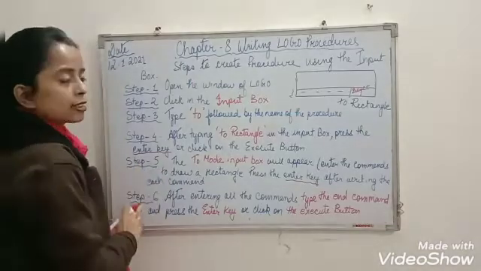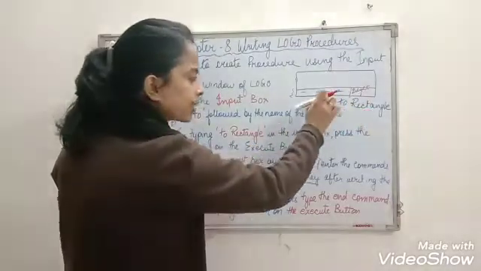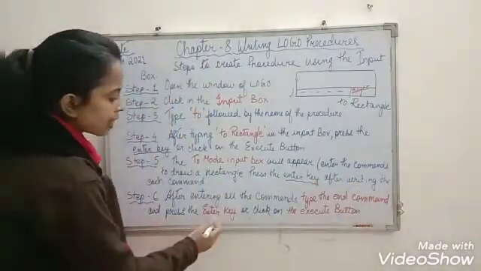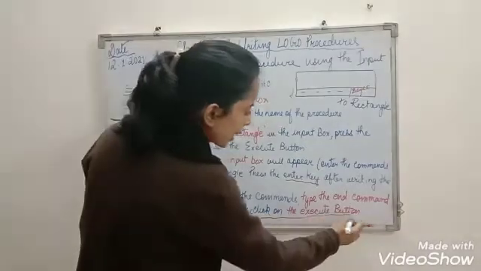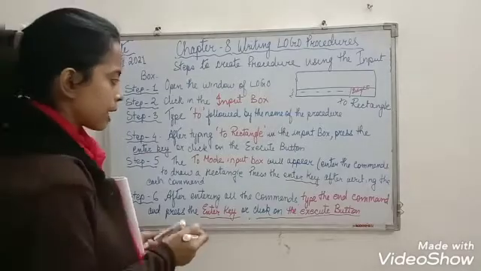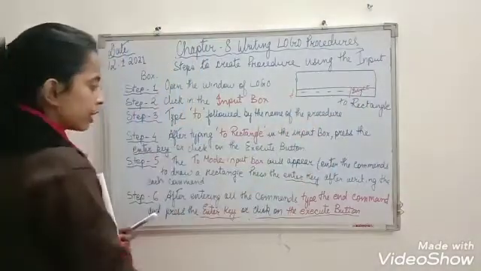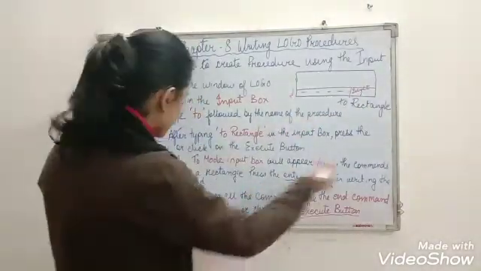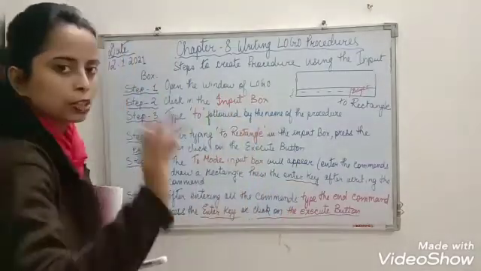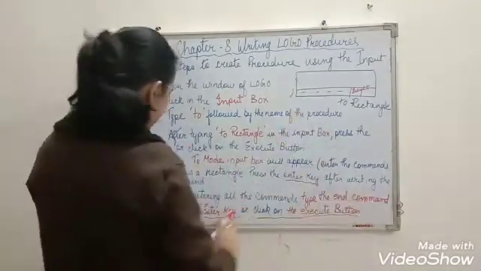Alright? Step 6. After entering all the commands for drawing a rectangle in the 2 mode input box, type the N command and press the enter key or click on the execute button. After entering all the commands for the rectangle, you have to press the enter key after writing each command. At last, that is step number 6. After entering all the commands you have entered for drawing a rectangle, type the N command and press the enter key.